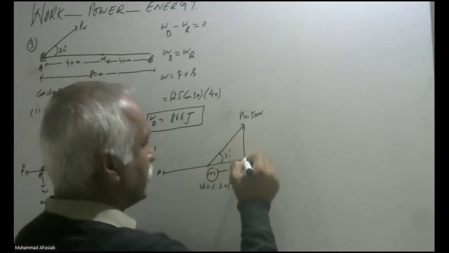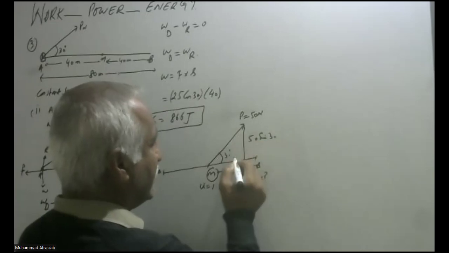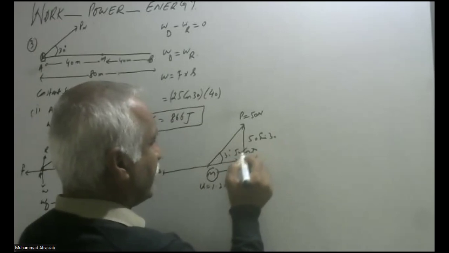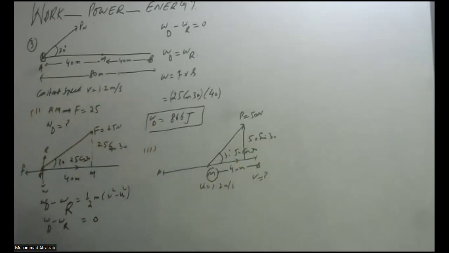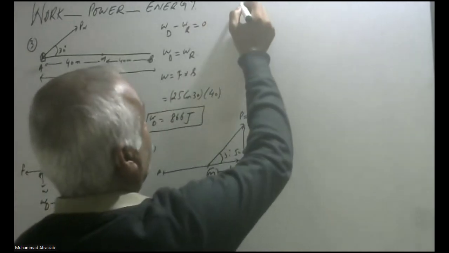If we use the same concept, this will become 50 sin 30, and this will become 50 cos 30. They say that the same resistance force is applied as in part 1. So it is already given to us as 866 joules, because driving force work is equal to resistive force work for that part.